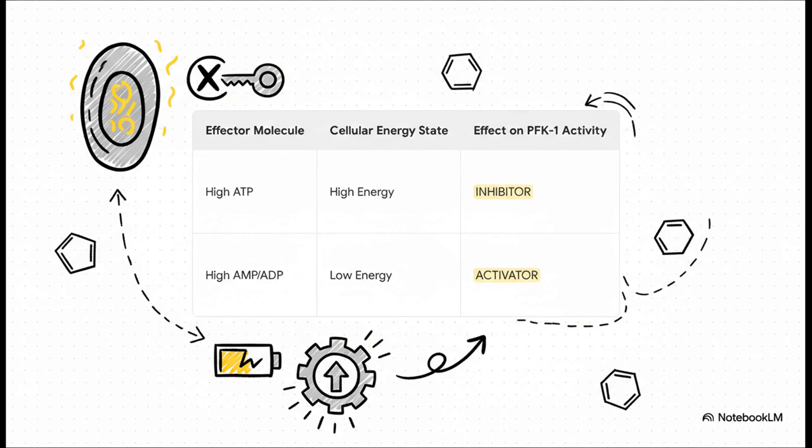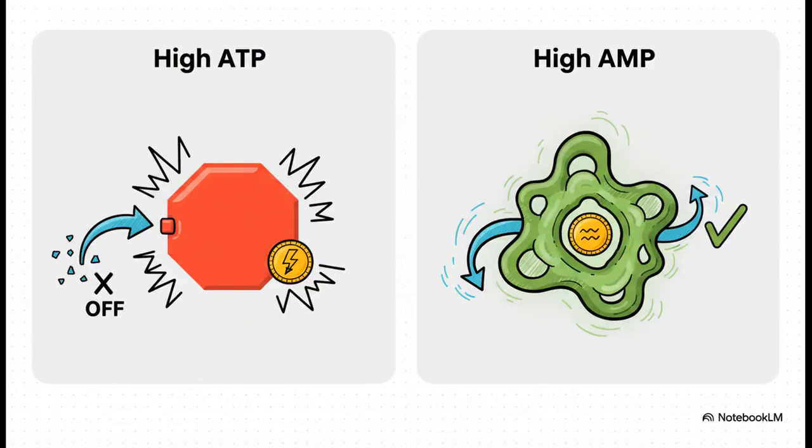It's amazing. When the cell has a ton of ATP, the ATP itself literally tells PFK1 to slow down. But when energy is low, and you have a lot of ATP's leftovers, like AMP and ADP, floating around, they tell PFK1 to hit the gas, and glycolysis speeds right up. And the way it does this is just so cool.